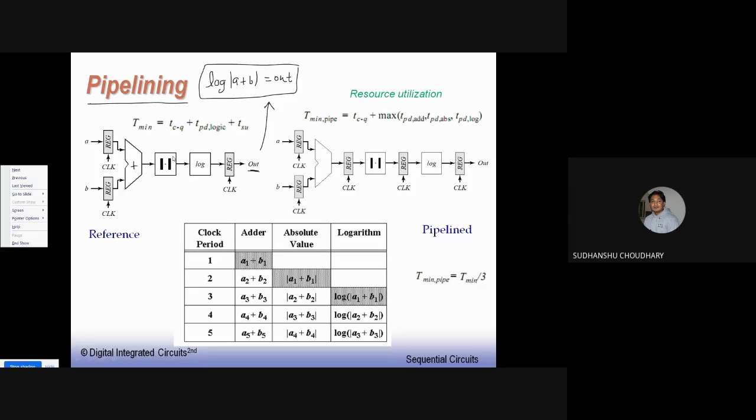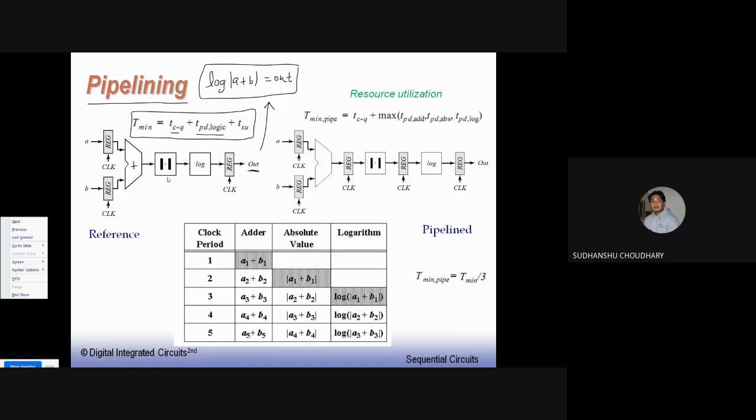If somebody tries to find out the minimum propagation delay of this circuit, it can be found by using the same old equation, that is it depends on the setup time plus the clock to Q delay plus the propagation delay of all these logics, that is logic number 1, 2 and 3. Imagine that the propagation delay of all these three logics is the same, given by TPD logic. So the total propagation delay of logic will obviously be 3 times the delay of one logic.